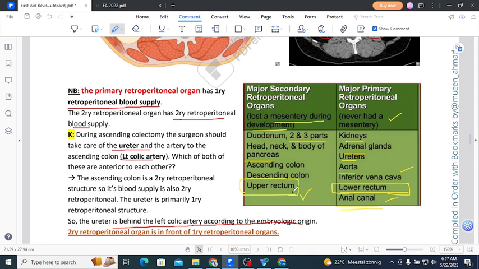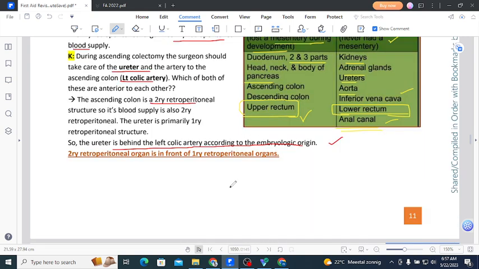Actually, this is a very pathetic mnemonic, but I have made this mnemonic. We'll study this when we go to the renal section or the reproductive section. We'll see that in detail over there. But remember that the ureter is behind the left colic artery, because the ascending colon is a secondary retroperitoneal structure, so its blood supply is also secondary retroperitoneal. The ureter is a primary retroperitoneal structure, so the ureter is behind the left colic artery according to the embryologic origin.